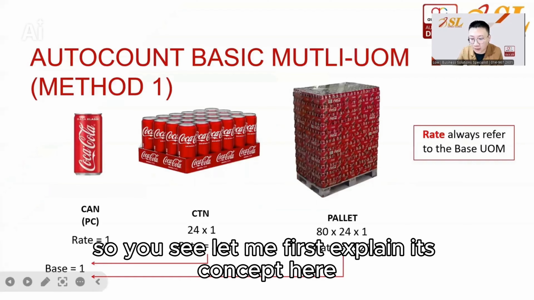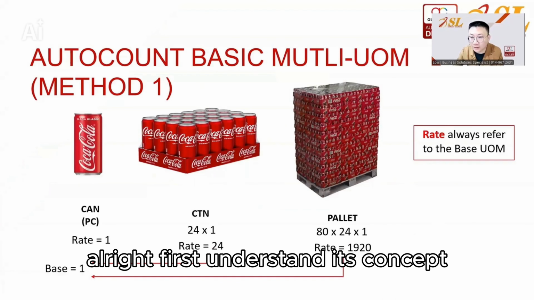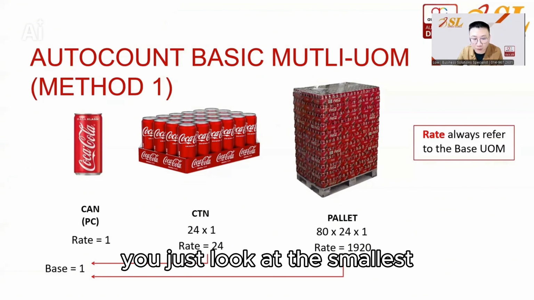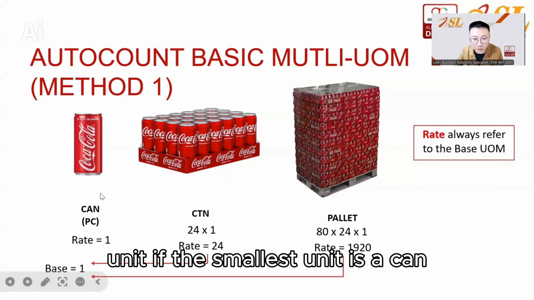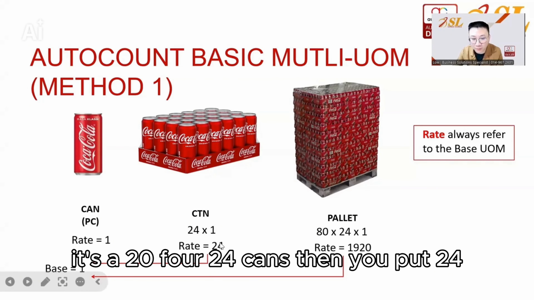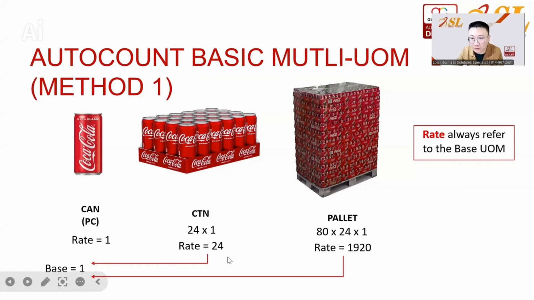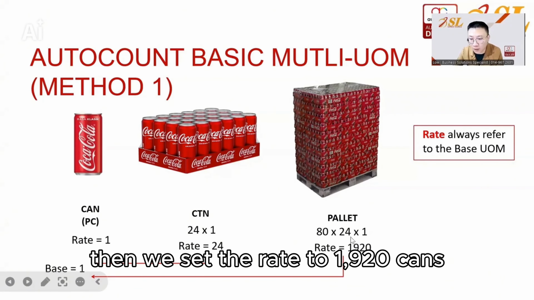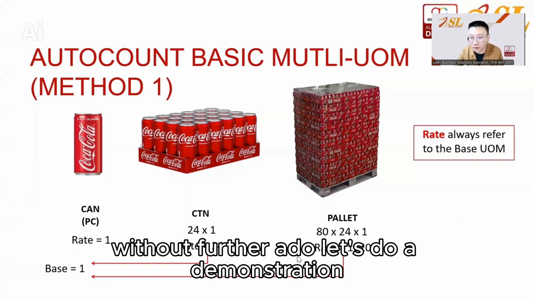Let me first explain its concept. Its concept is we always rely on a rate to calculate its unit. You just look at the smallest unit. If the smallest unit is a can, and a carton is 24 cans, then you put 24. If it comes to a pallet, there are 1,920 cans, then we set the rate to 1,920. Without further ado, let's do a demonstration.